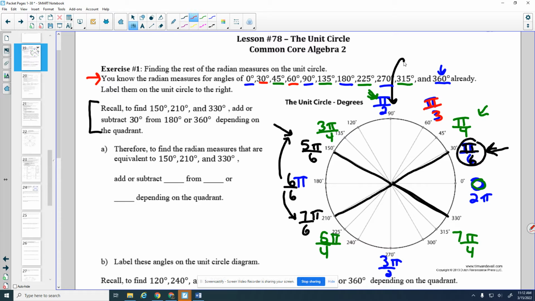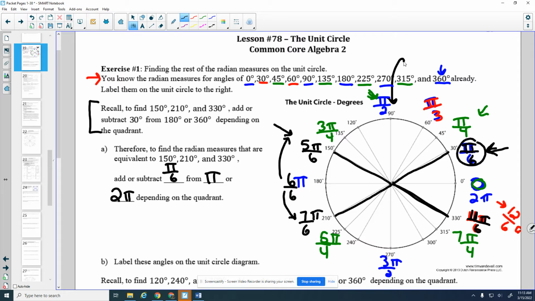Moving over here, 2 pi could be written as an equivalent fraction with 12/6 pi. 12/6 minus 1/6 is 11/6. Okay? And I'll keep that in black to see how they're related to each other when we look at the whole picture. So to summarize, when we want to find radian measures that are equivalent to 150, 210, and 330, we add or subtract pi over 6 from either pi or 2 pi, depending on the quadrant.